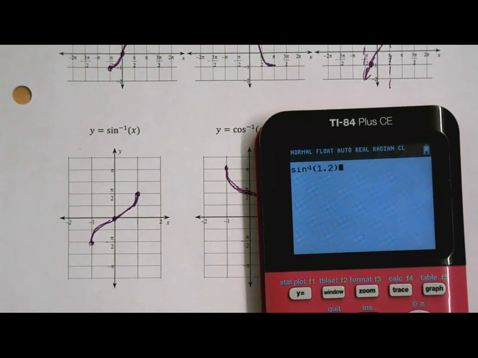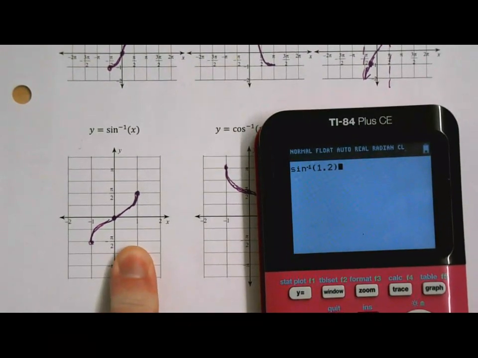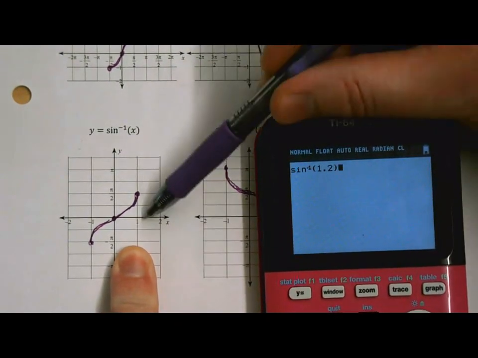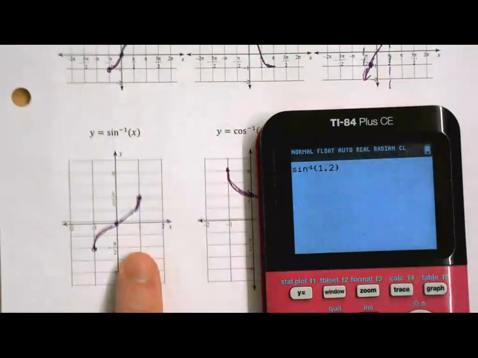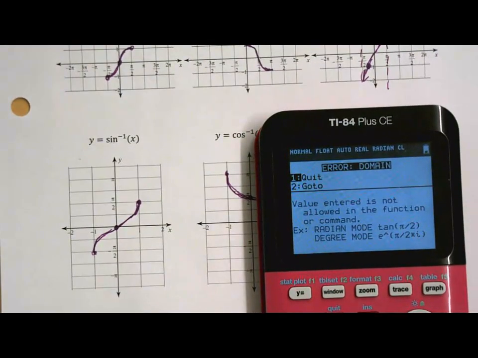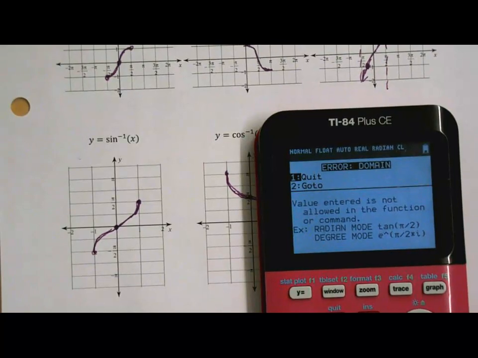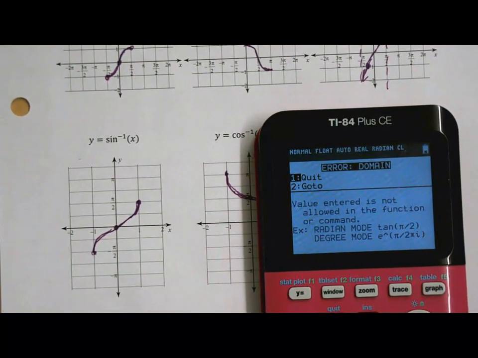Domain error. Because why? Is 1.2 in the domain of the inverse sine? No, it's past it. 1.2 would be right here. We don't even have it. So go ahead and hit it. It's going to be domain error. Domain error means that you put something into a function that does not belong in that function.